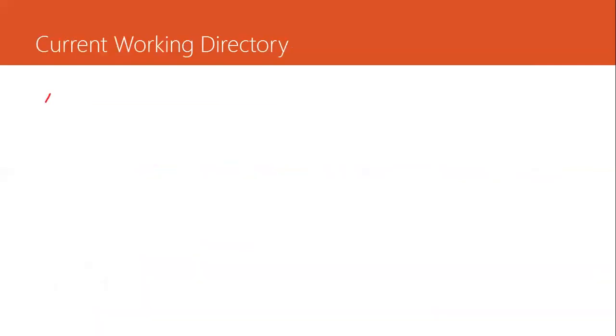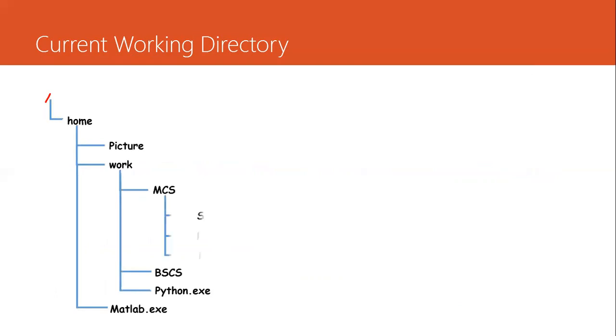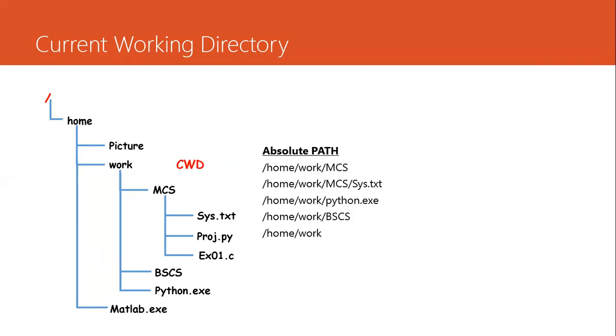So let's look at this from an example directory. We have a directory whose structure is as follows. The topmost directory in the file system is the root directory, denoted by a slash. And here is our directory structure. So the absolute path would represent a complete path to the file, which looks something like this.